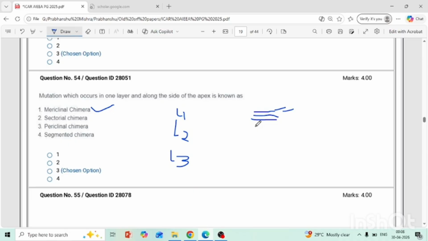So in meridional chimera, mutation occurs in the first layer only, and only in some part of it, not the whole part. That is called meridional chimera, and that is not stable. The second one is the sectorial chimera. If the mutation is present in a sector, meaning it will be in a sector and will not cover the whole part, then it is called sectorial. Again it is not stable in nature.